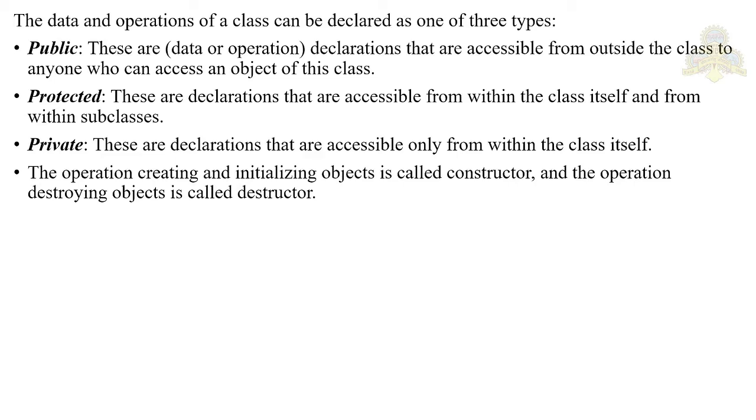The last one is private. These are the declarations that are accessible only within the class itself. Whenever you declare a member function or a member as private, or if you do not specify anything, by default it would be private. In that case, only within the class can you access these members. Outside the class you cannot access them.